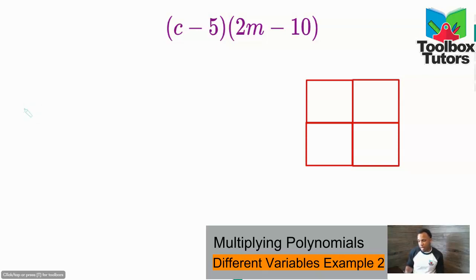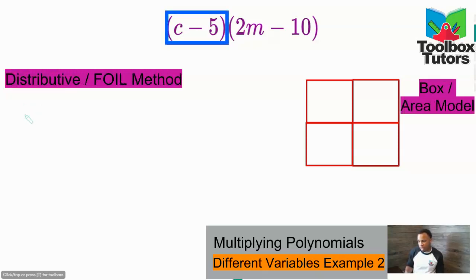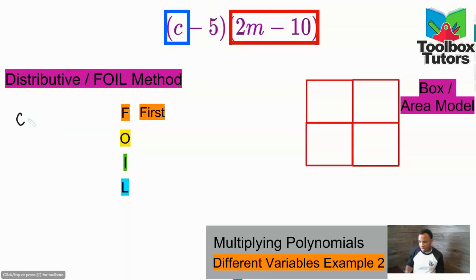So we'll begin multiplying each term from the first parentheses by each term in the second parentheses. Starting with our c, we'll multiply this by each term in the second parentheses. So we have c times 2m. So c times 2m gives us 2cm. Notice that when we have these variables, you want to make sure you put them in alphabetical order. So instead of 2mc, you'll see it as 2cm.